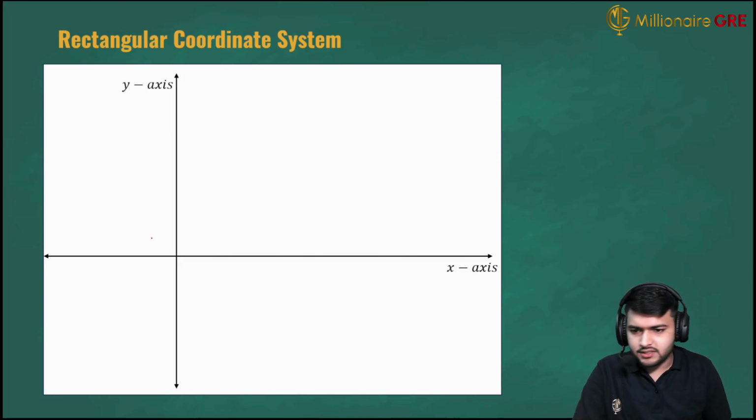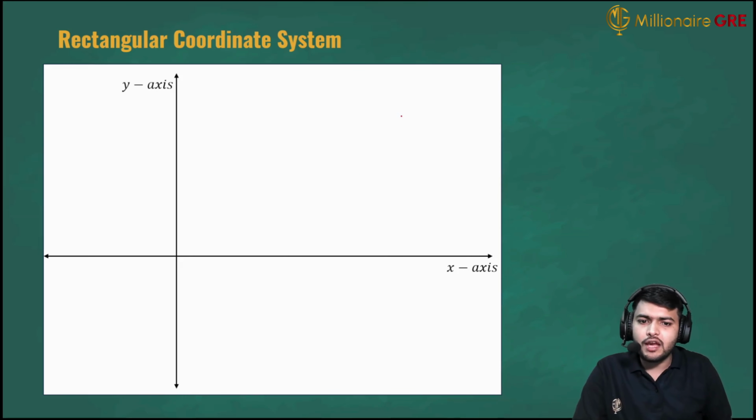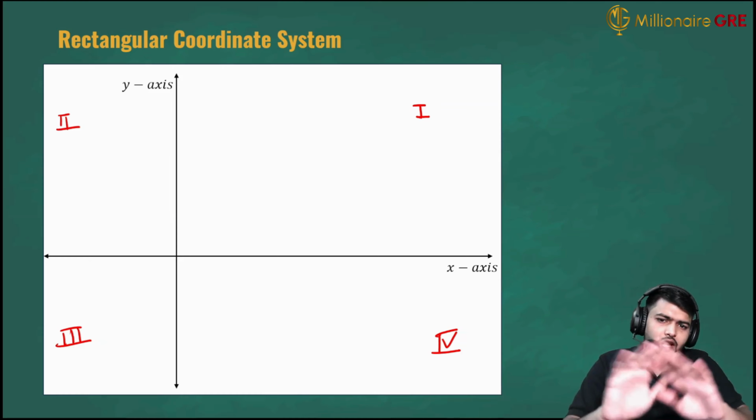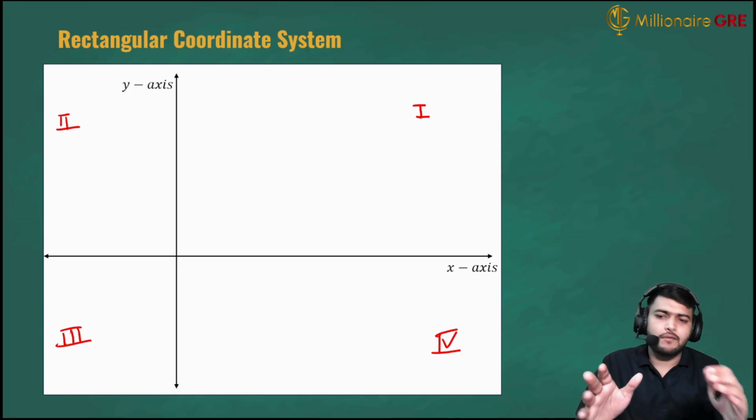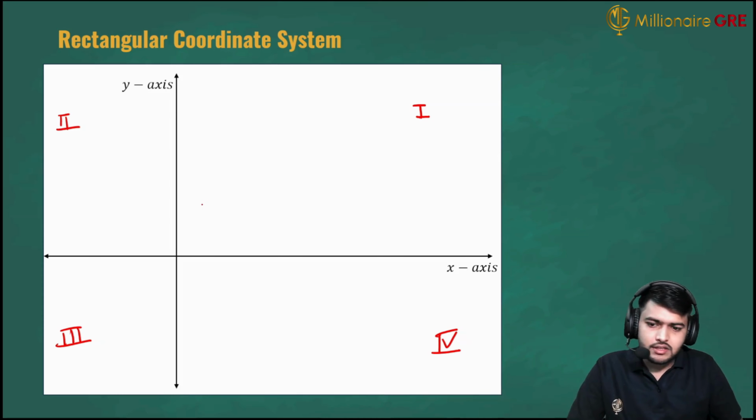Here there are two number lines. X-axis is this horizontal number line and y-axis is this vertical number line. X and y-axis divide this total area into four quadrants. This is the first quadrant, this is the second quadrant, this is the third quadrant, this is the fourth quadrant. And this total area is called the rectangular coordinate system, where there are two number lines, x-axis and y-axis. This entire area is called the rectangular coordinate system. We also call this xy plane, where there are two axes dividing the entire area into four quadrants.